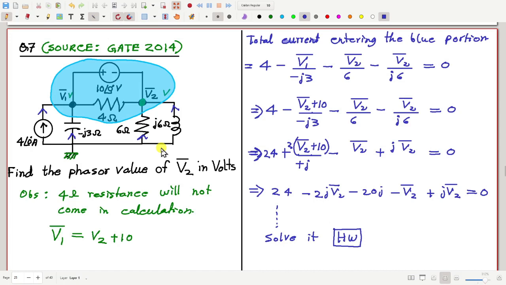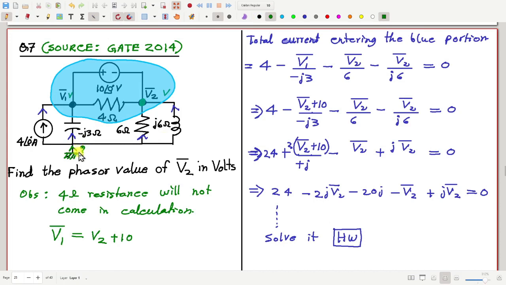Sir, I wanted to ask, prior to finding it, for example, can we comment on how much current the ground supplies to the circuit? How much current? The ground, so you are asking how much is the current here, right?